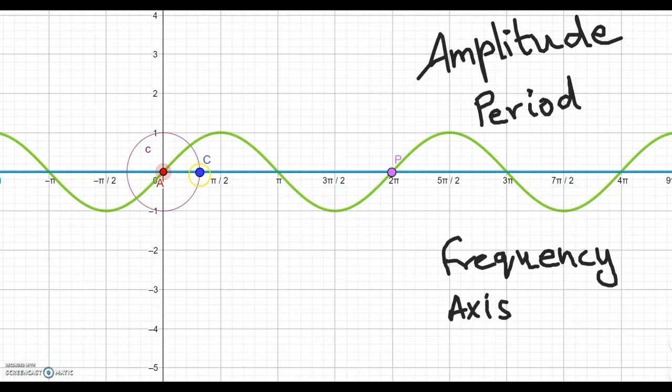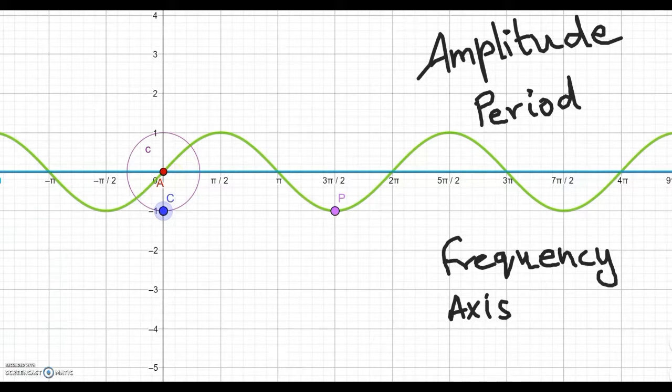And what is amplitude? You can notice that when the C is in this position, the point P reaches its maximum position, and when the C is in this position, the point P is at its minimum position. And because the blue line is the axis, this position and this position are at the same distance from the axis, and this distance from the axis is called the amplitude. That is, the distance of the maximum or minimum from the axis is called the amplitude of the sine curve.